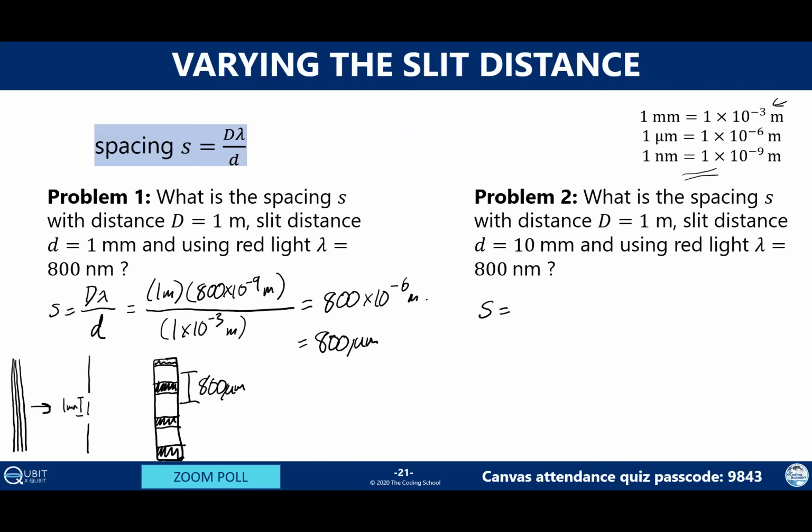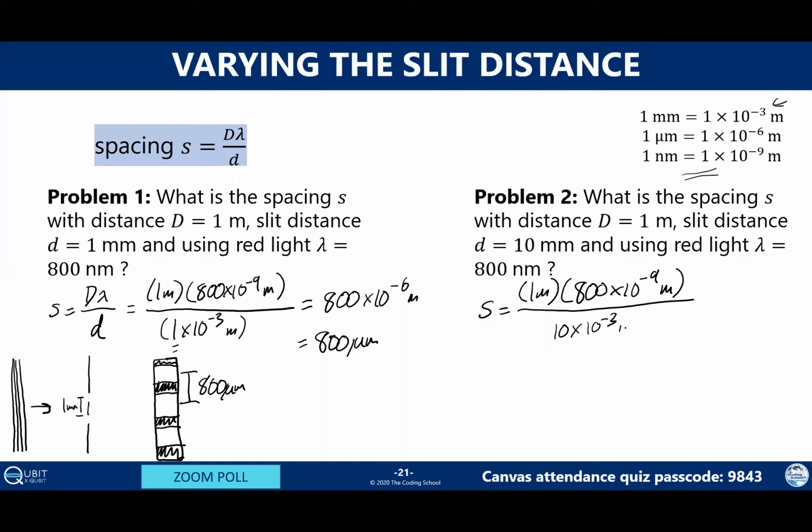It's a very similar formula, so I'm going to do the same setup: 1 meter as capital D, and 800 times 10 to the minus 9 meters for our wavelength. The only thing that's different now is we have 10 millimeters instead of 1 over here, so it's 10 times 10 to the minus 3. And so here we're going to get something that is 10 times smaller. So it's just going to be 80 micrometers.